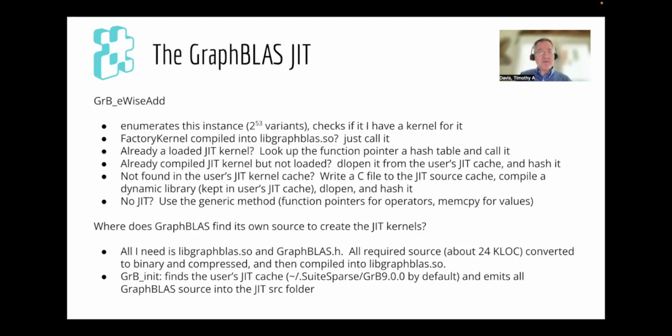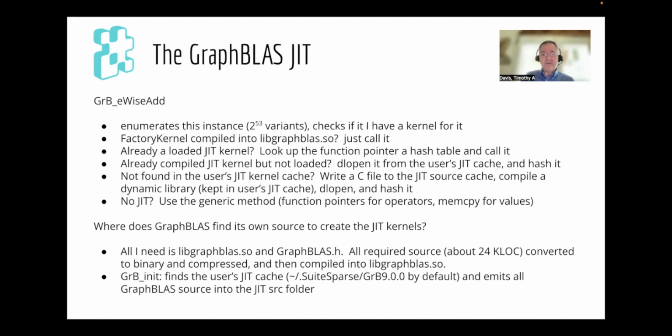I need my source. So what I do is I take the required source code I need, not all of GraphBLAS, but just the 24,000 lines of code just for all my kernels. And I convert them to binary, compress them so they're small, and I compile them into libgraphblas.so. GrB_init then says, when it starts, well, oh, the JIT's enabled.